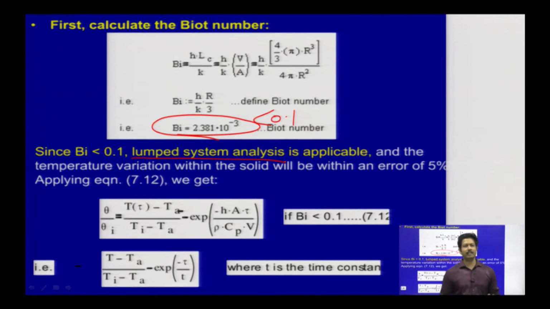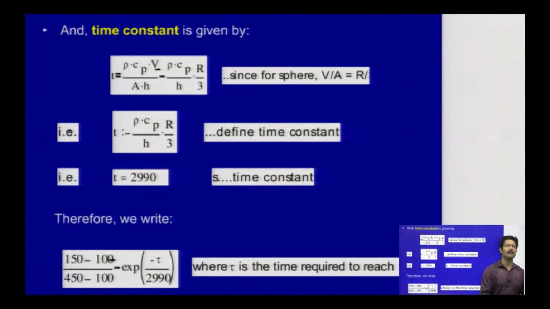Now we know the lumped system analysis formula. This is the formula: (T minus Ta) by (Ti minus Ta) is equal to e to the power minus hA tau by rho Cp V. Everything is given here, so just calculate the time. Rho is given, Cp is given, volume we have already calculated, h is given, A is given. So when you have calculated, the time is 2990 seconds.